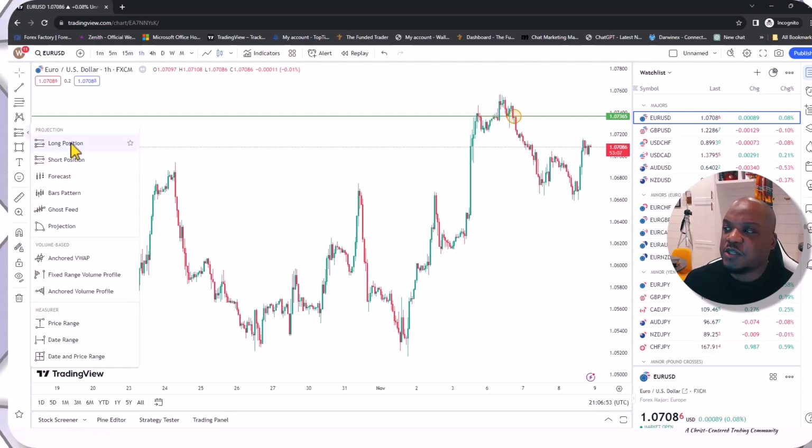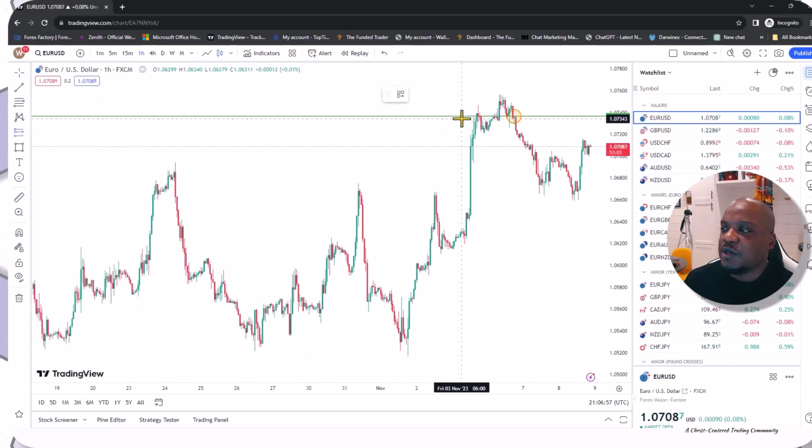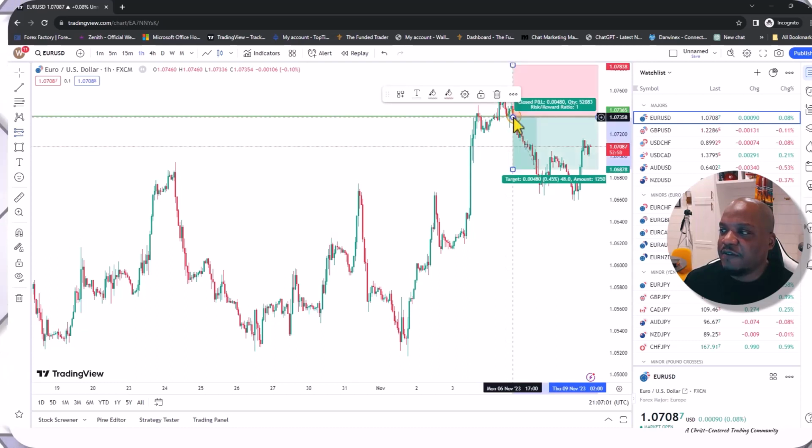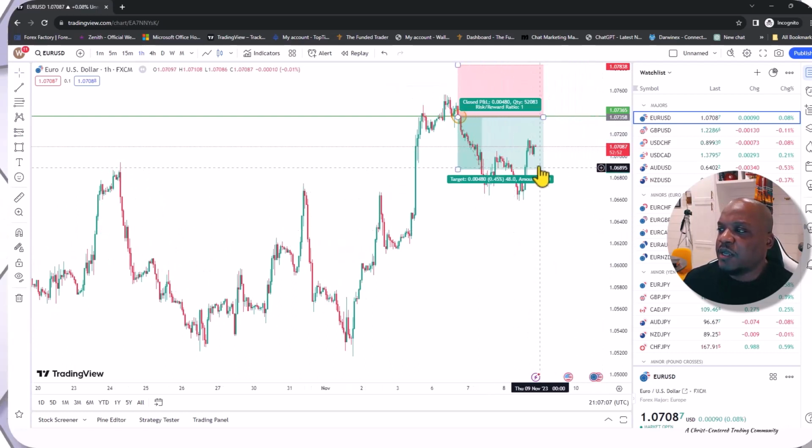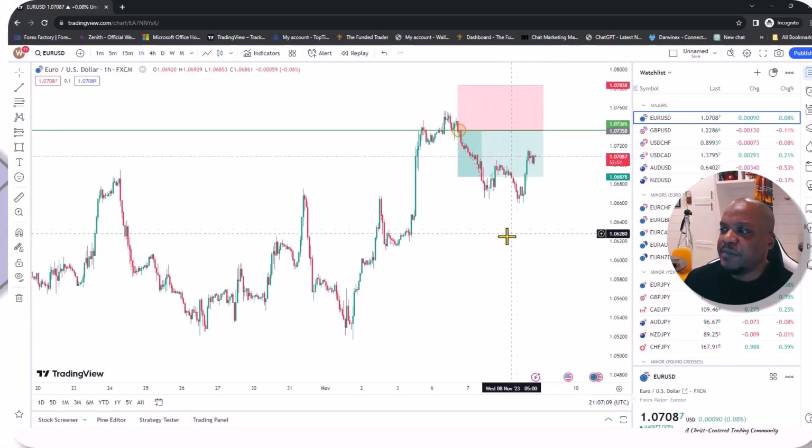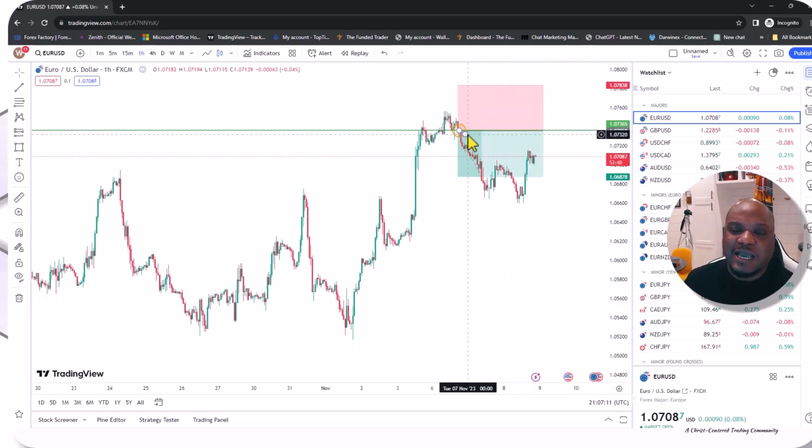Because we did a short position, I'm going to choose short position. I'm going to go over to where we took the entry and just left click. You'll see a red box and a green box pop up. This is significant because we can plot out our ideas.